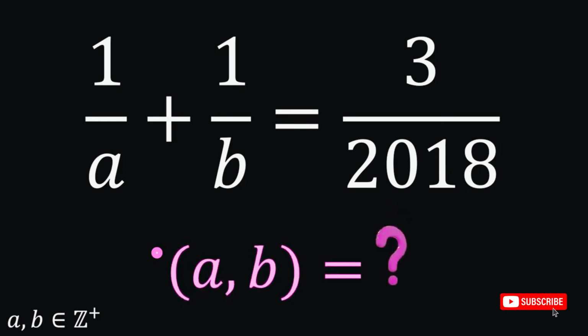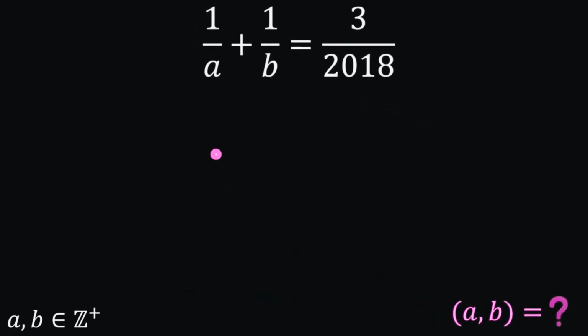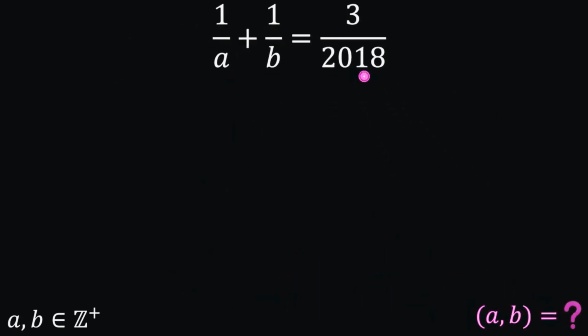Now suppose you paused this video. Let's see if you got the correct answer. So we have a PUTNAM question. It says that if we're given 1 over a plus 1 over b equals 3 over 2018, then what are the values of a and b?